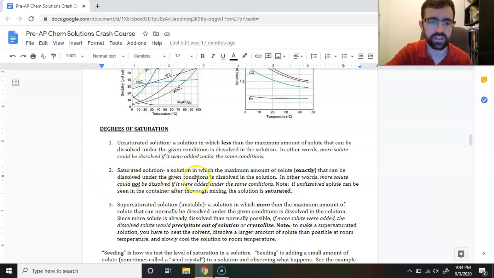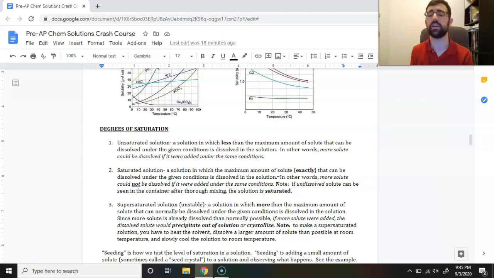All right, a saturated solution is a solution in which exactly the maximum amount of solute that can be dissolved under the given conditions is dissolved in the solution. And by the given conditions, we're talking about things like temperature and pressure and all that kind of stuff. In other words, more solute could not be dissolved if it were added under the same conditions.